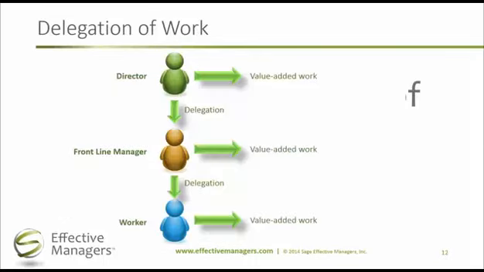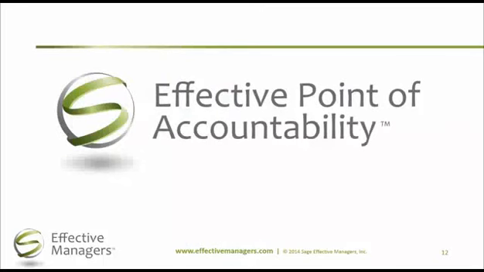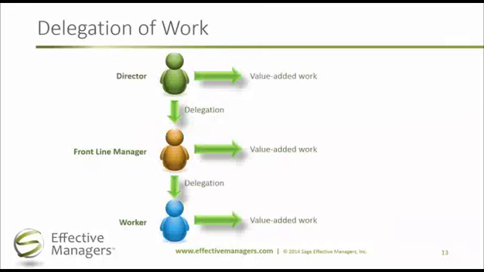So I'm sorry, skipped ahead one there, too many. So if we're thinking about the effective point of accountability, that's the single point of accountability in the organization that is as low as possible in the organization, taking into account the complexity of the work and the capability of the individual to do that work. So that is by definition then the effective point of accountability.